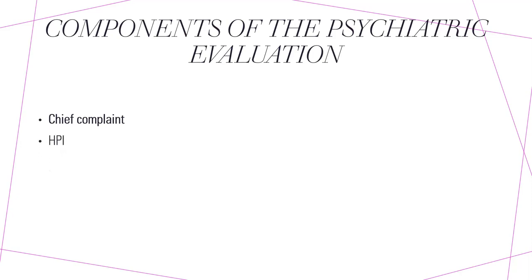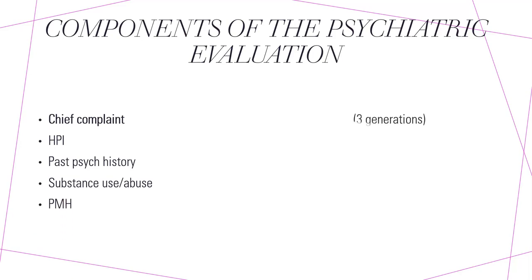The HPI, their past psychiatric history, any substance use or abuse, their past medical history, their family history. And I usually like to do 3 generations of family members. So I'll ask about their parents, their siblings, their grandparents, both sides. You want to know if it's maternal grandmother, paternal grandfather. Make sure you get that distinction and keep track of who has what.